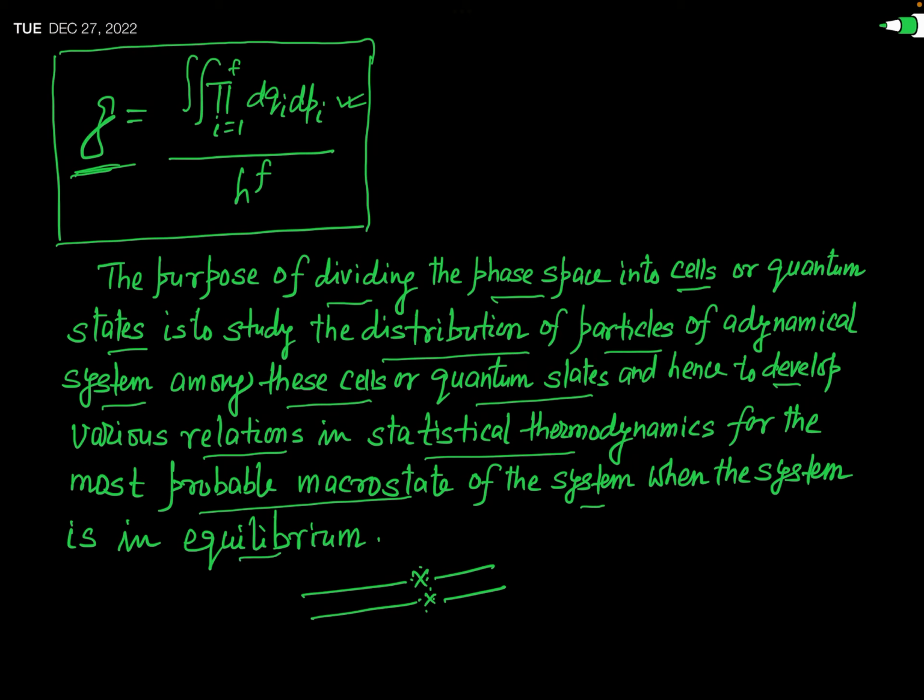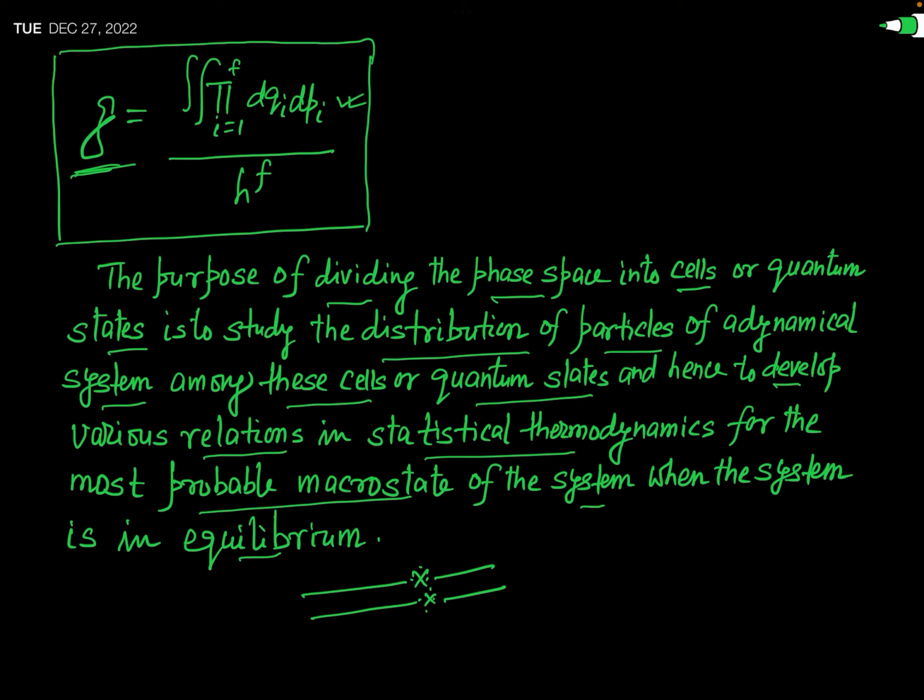Actually distribution of particles among these phase cells or quantum states is called microstate. Okay, and in terms of that microstate we obtain the most probable macrostate, and then we will develop the laws of distribution of particles. So I hope you have understood the idea of division of a phase space into phase cells or quantum states.